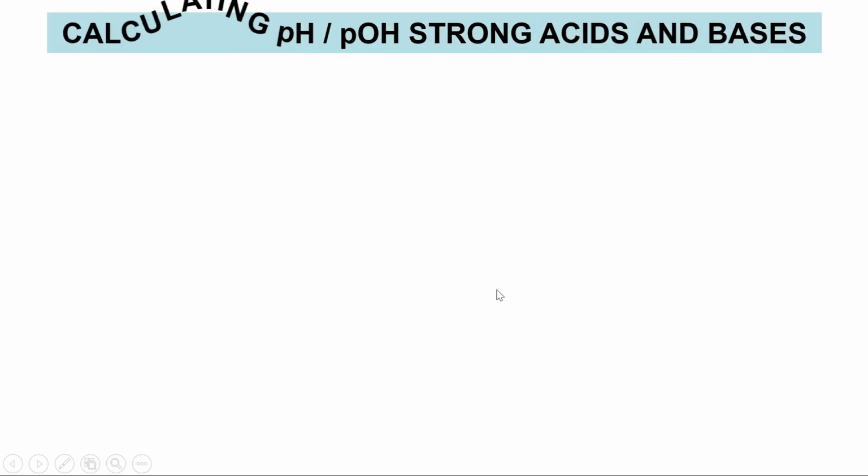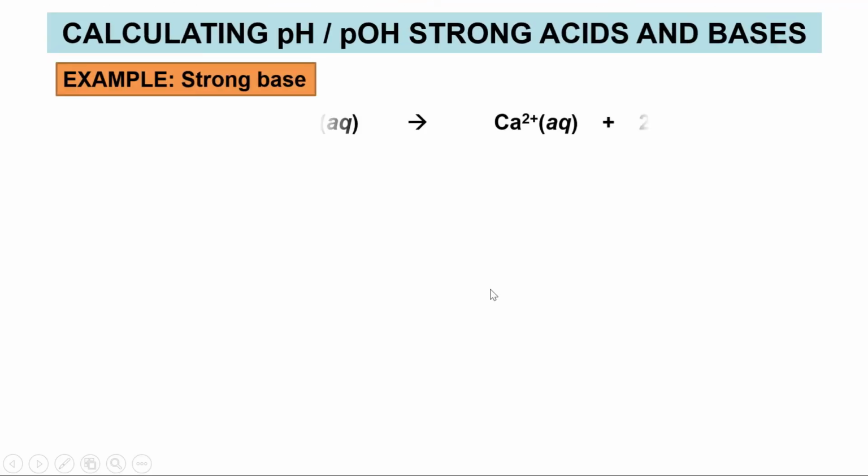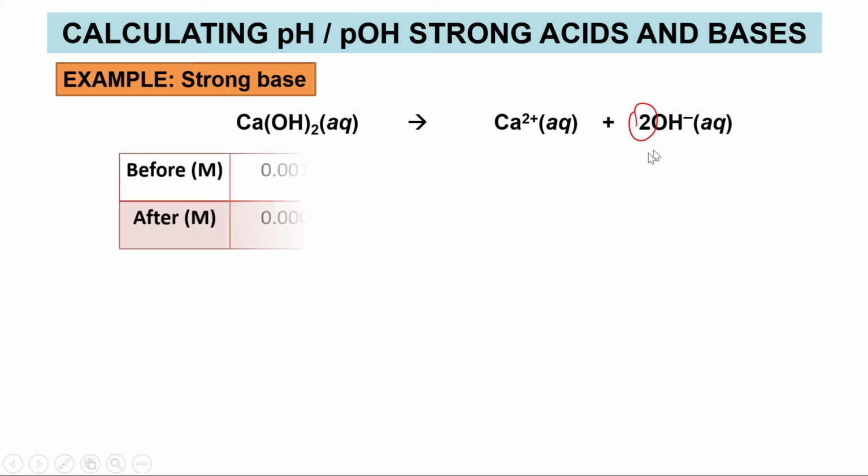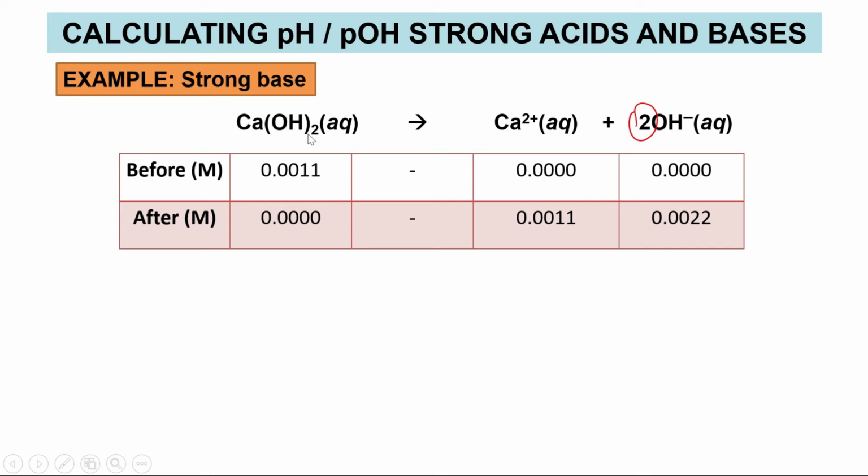Okay, so now we are going to calculate the pH of a strong base. Let's say we have calcium hydroxide here. First, please write down the correct dissociation equation. Calcium hydroxide dissociates into its ions, which are calcium 2+ ion and hydroxide ion. Please make sure you balance the equation first because it is going to affect your calculation later on. From this equation, 1 mole of calcium hydroxide produces 2 moles of hydroxide ion. If initially we have 0.0011 molar calcium hydroxide, that means we are going to produce 0.0022 molar hydroxide ion at the end of the reaction.